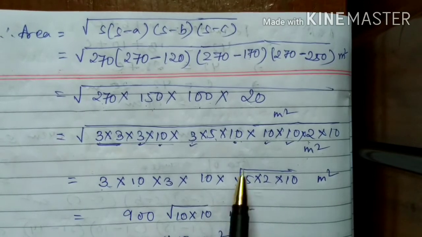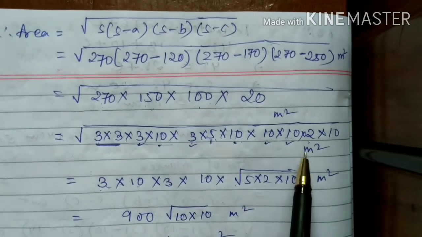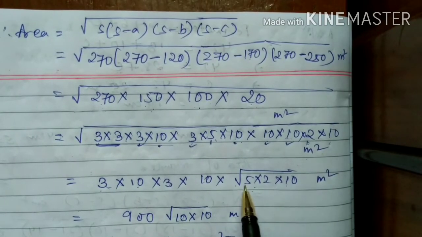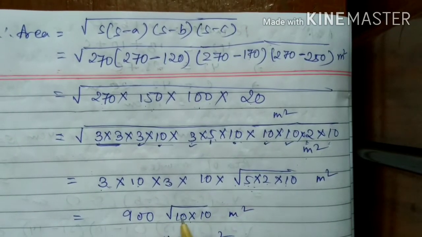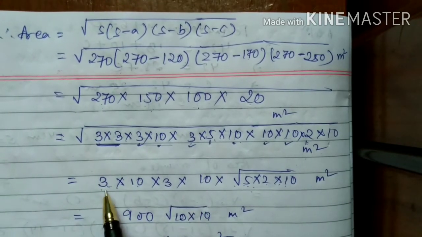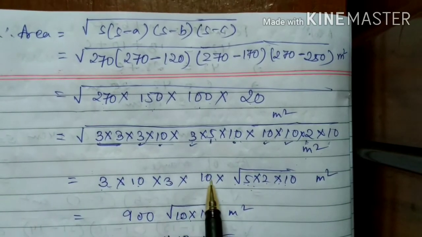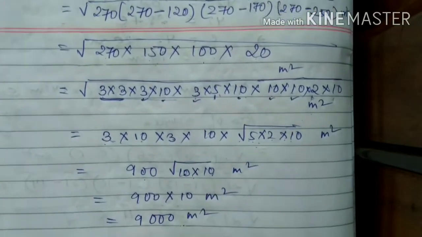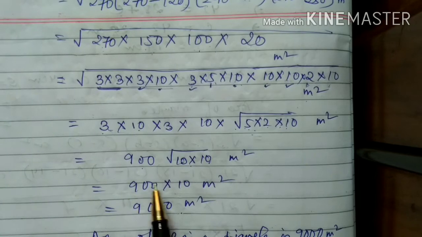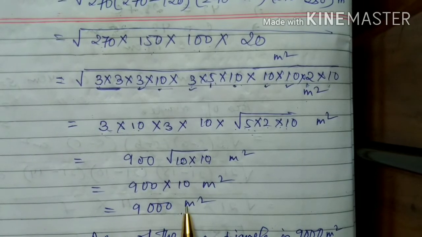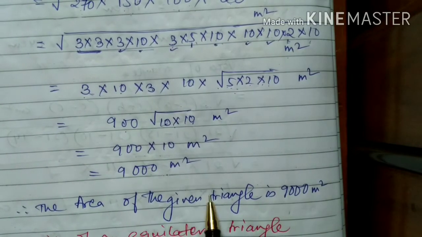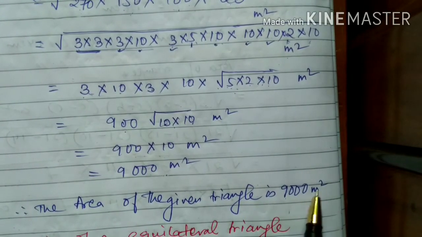Now what is inside the square root? This 5, this 2 and this 10. Now when it is inside the square root, you can see 5 and 2 can be written as 10 and this was 10. So outside what we have got, 3 into 10 into 3 into 10, that is 900. Now let's go to the next steps. So that is 900 into 10, that is 9000 meters square. So what is the area? Therefore the area of the given triangle is 9000 meters square.